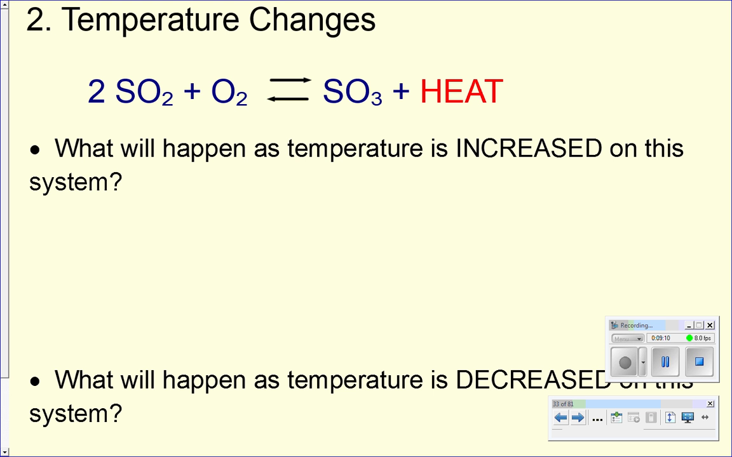Temperature changes also cause shifts as well. This is going to happen when we have heat terms in the reaction. So we do need to identify where our heat term is. A reversible reaction is exothermic in one direction and endothermic in the other direction.